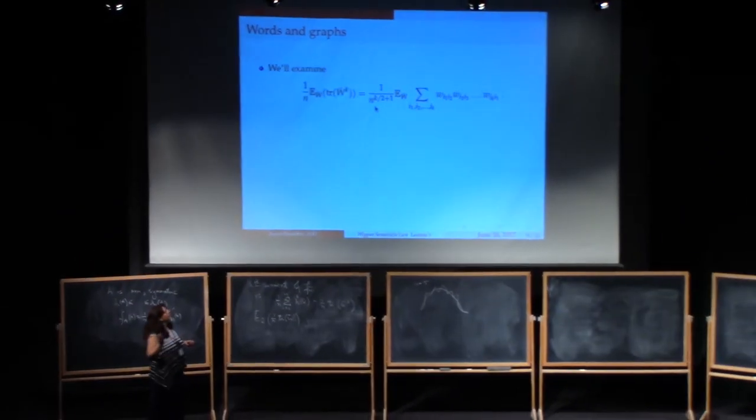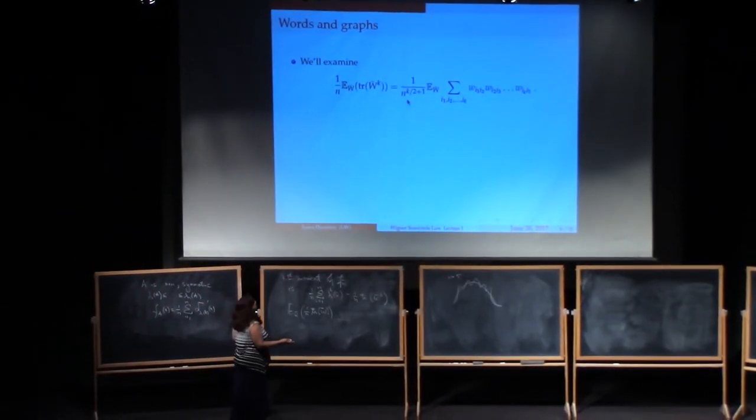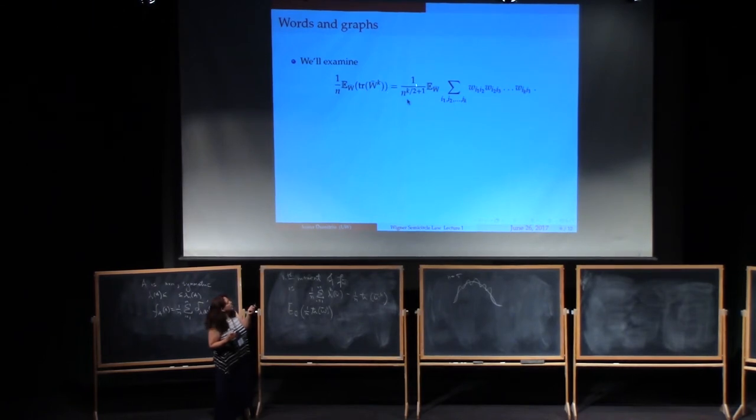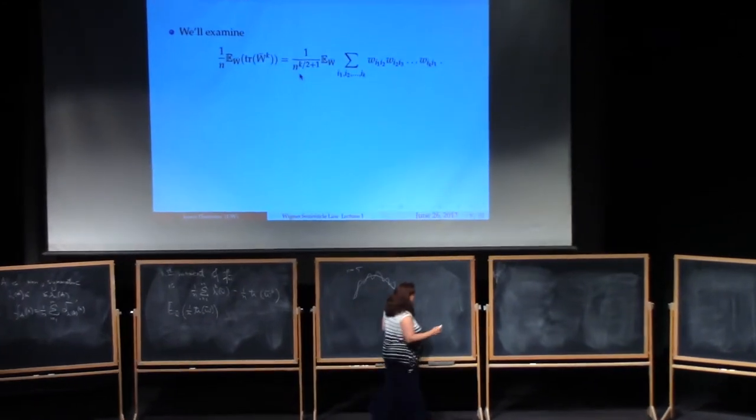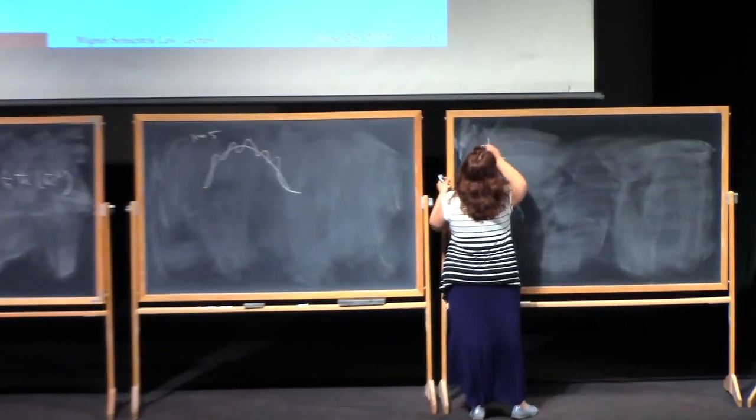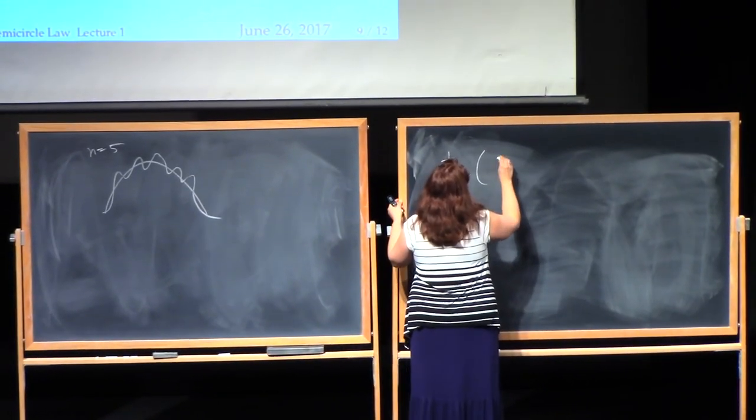OK, so let me look at this object. I'm going to look at 1 over n, expected value over W bar, of trace of W bar to the k. Remember that W bar is scaled by 1 over root n. So when I raise it to the k, I get 1 over n to the k over 2. There's an additional plus 1 there because of this 1 over n. And what's the rest? Well, what does the trace of W bar look like? Or trace of any matrix to a power.